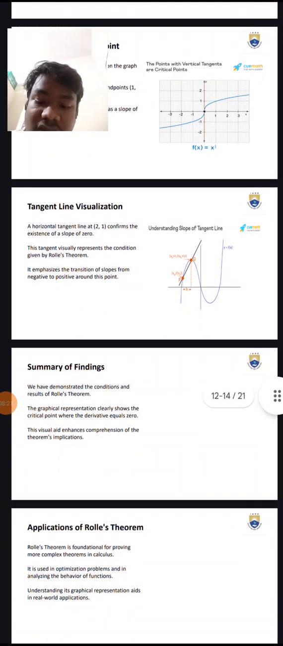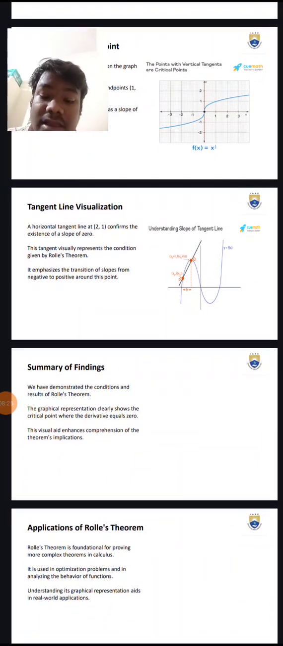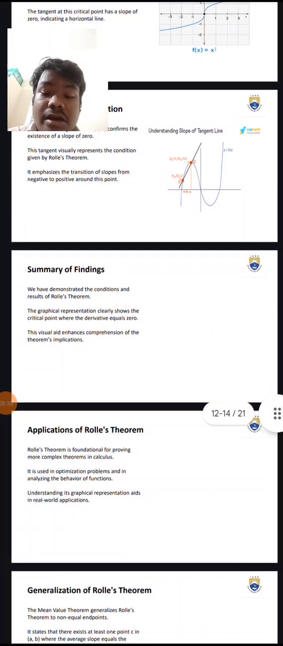Summary of findings. We have demonstrated the conditions and results of Rolle's theorem. The graphical representation clearly shows the critical point where the derivative equals 0. This visual aid enhances the comprehension of the theorem's implications.